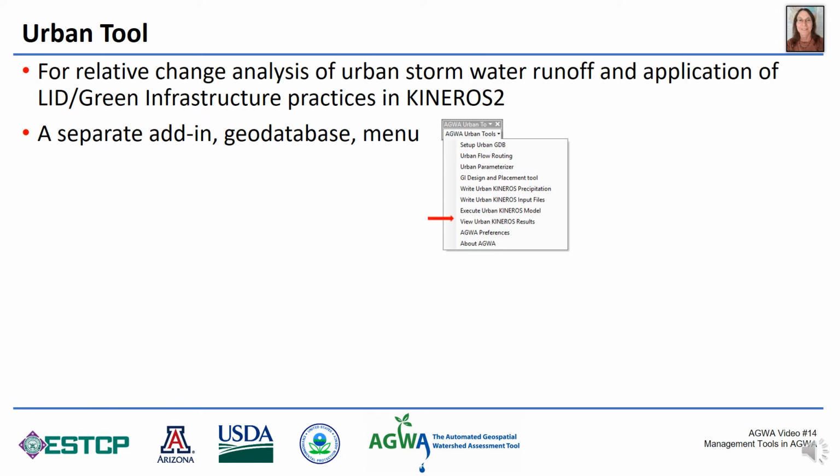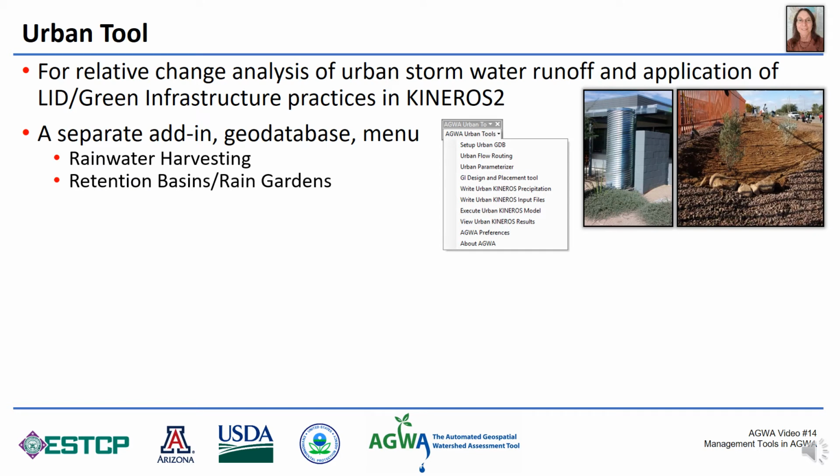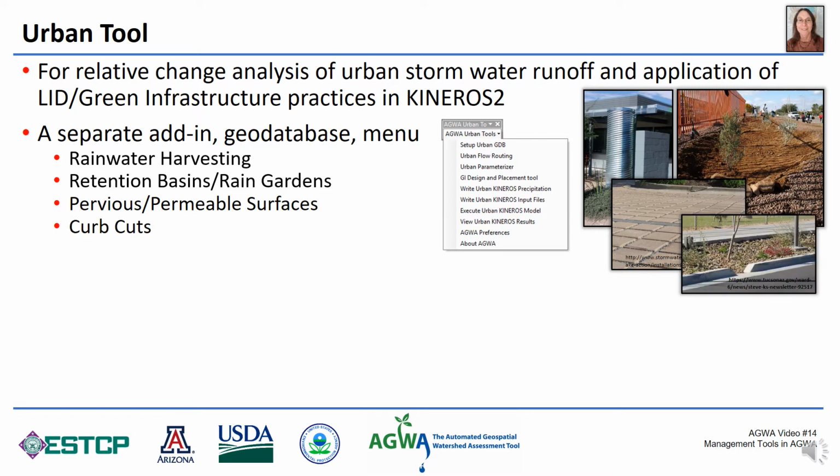The Urban tool is used for relative change analysis of urban stormwater runoff through the application of LID or green infrastructure practices in KINEROS2. It is a separate add-in to ArcMap, has a separate drop-down menu, and creates a unique geodatabase for each project. The tool can model several common green infrastructure practices such as rainwater harvesting, retention basins or rain gardens, pervious or permeable surfaces, and curb cuts.